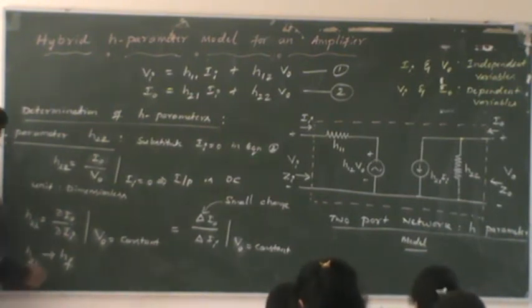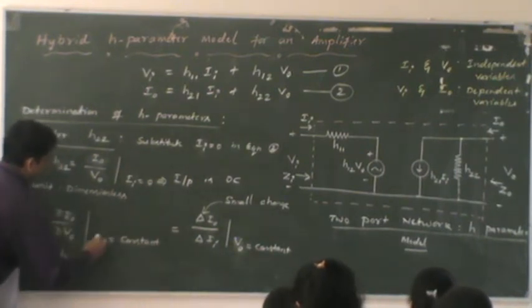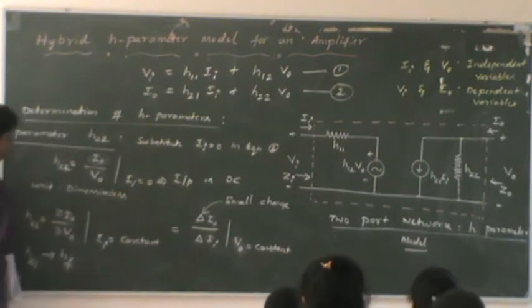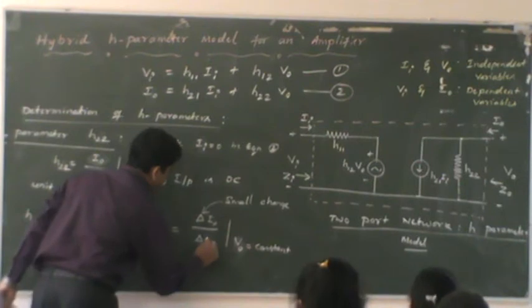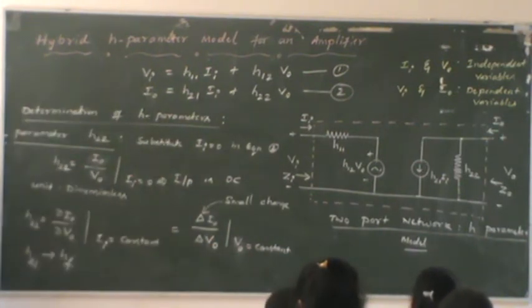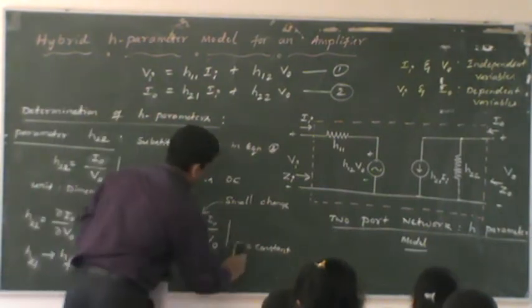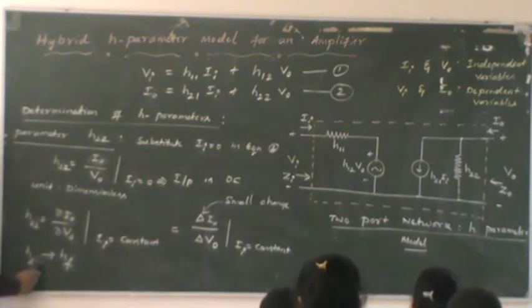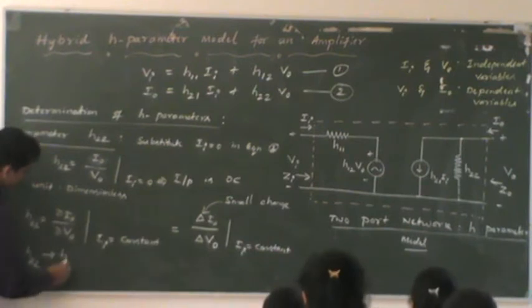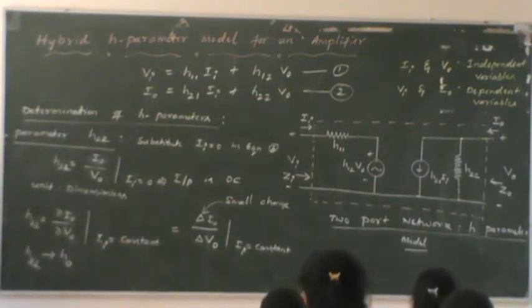Similarly, H22 using partial calculus, it's a dou I naught by dou V naught for a constant IA. Also delta I naught divided by delta V naught. This is the definition, again keeping IA as constant. Lastly, H22 can be written as HO because it's an output admittance.